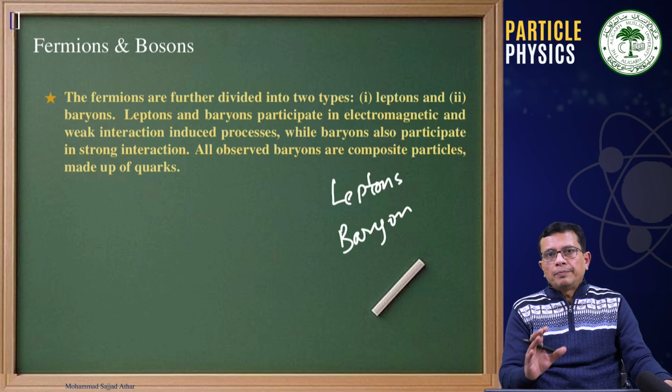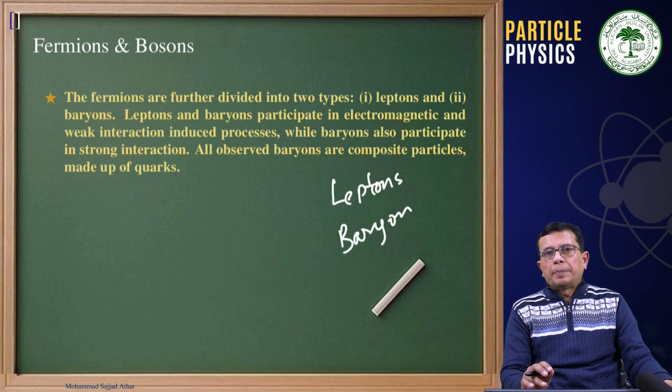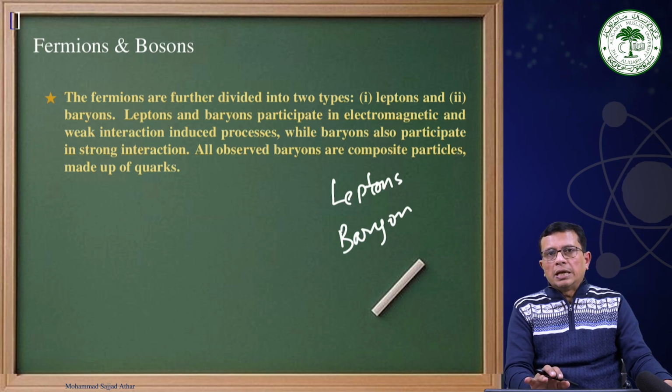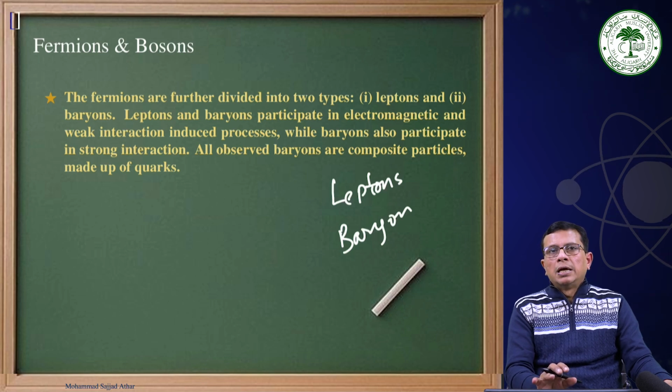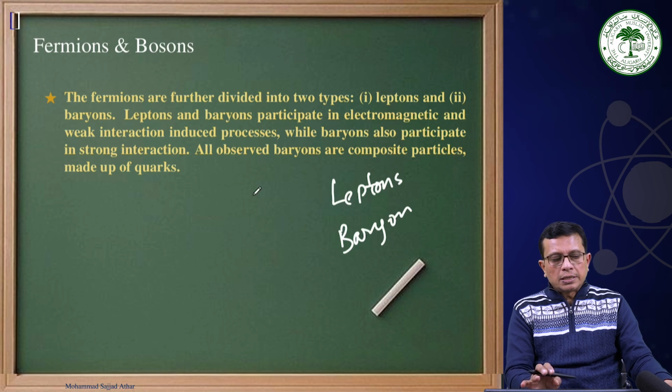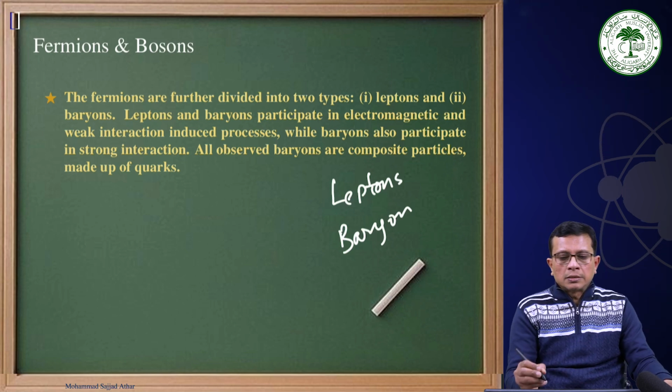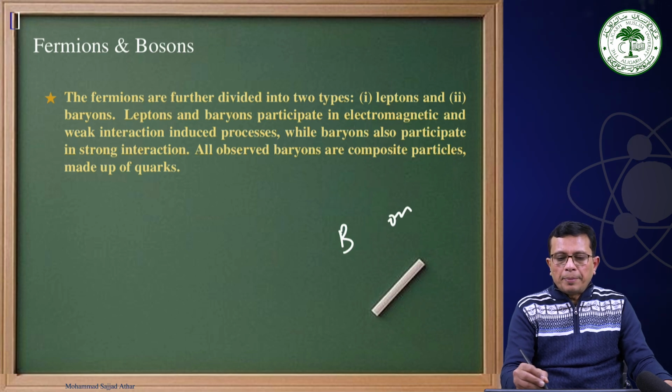Therefore, what's the difference between leptons and baryons? Baryons also participate in strong interactions, while their spins and Pauli's exclusion principle and all that are the same. And when we talk about the leptons, in the standard model of particle physics we have three sub-classifications of these leptons that we will discuss in the class. Therefore, we have leptons, we have baryons.